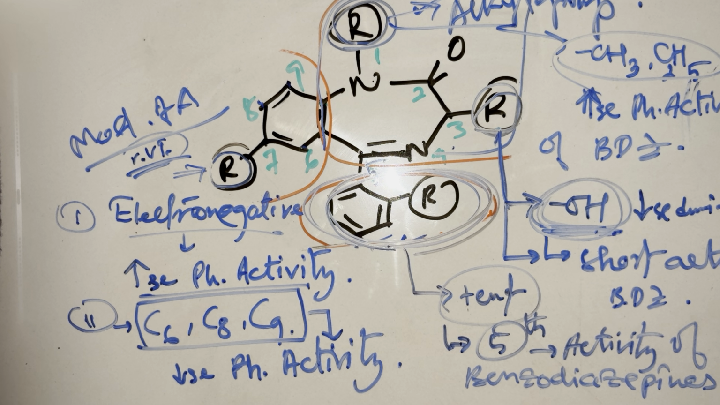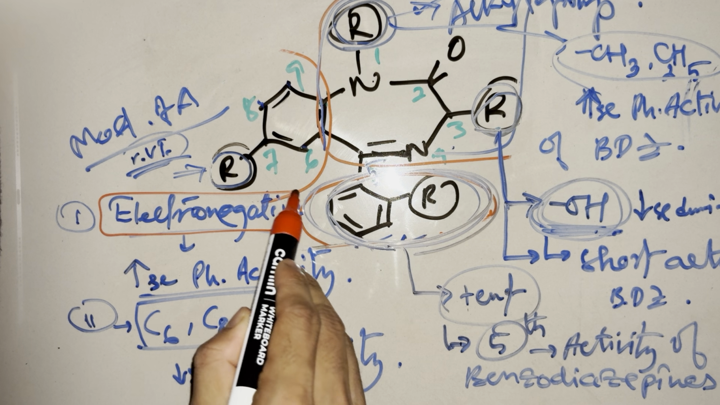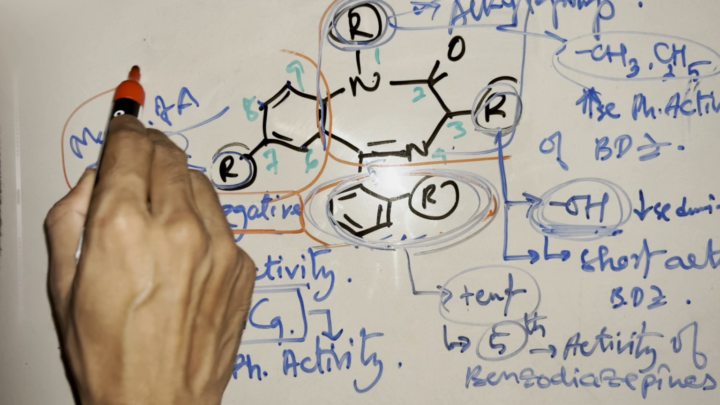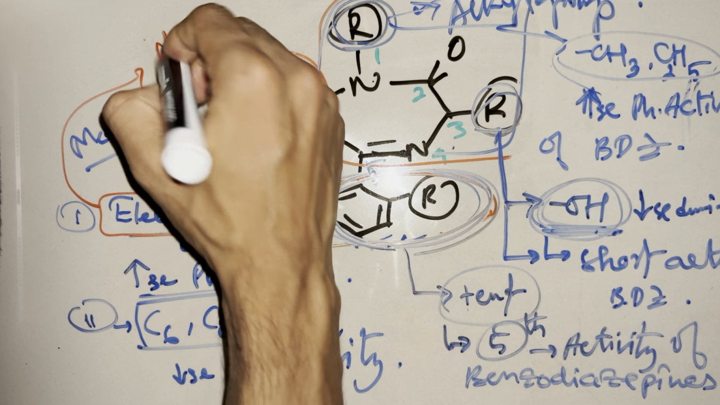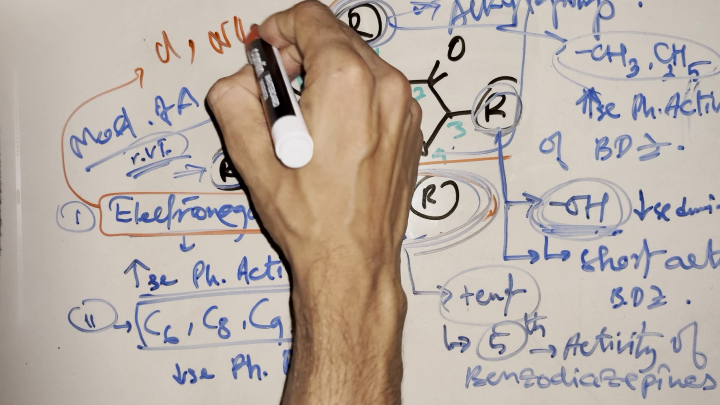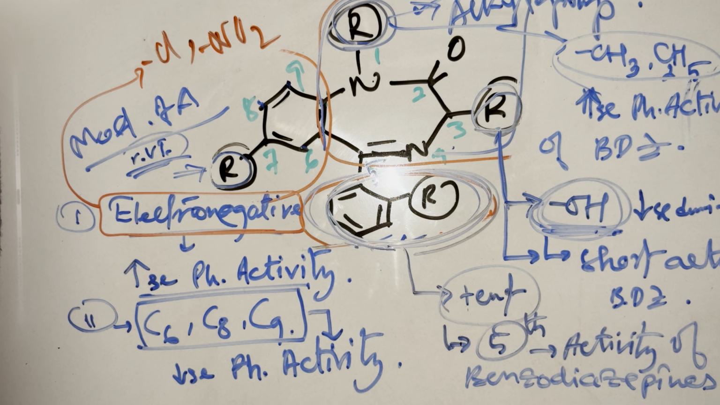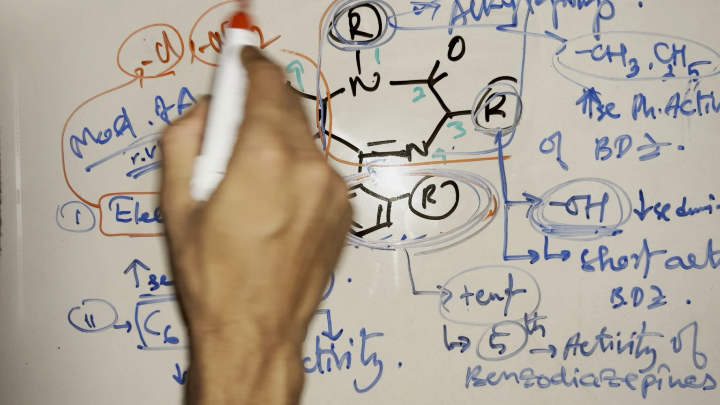Okay. I forgot to tell you one important point, that is about these highly electronegative groups. What are they? They are electron withdrawing groups. Examples of highly electronegative groups may be the chlorine group, or you can say the nitro group. So NO2, Cl, like this. These are electron withdrawing groups.